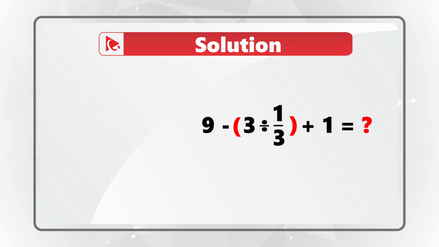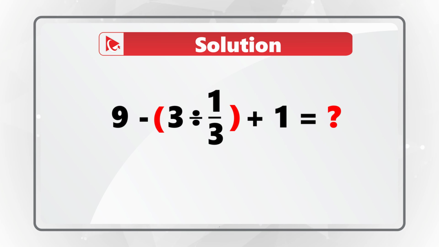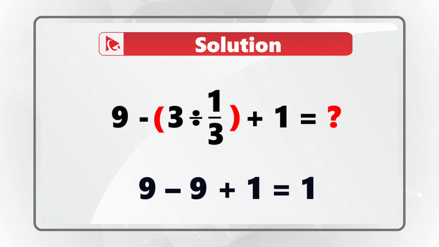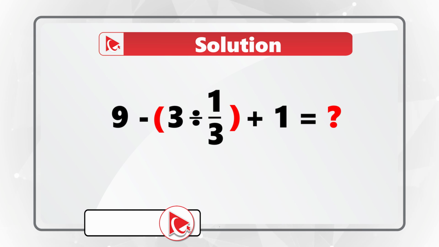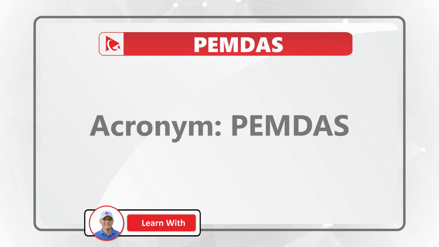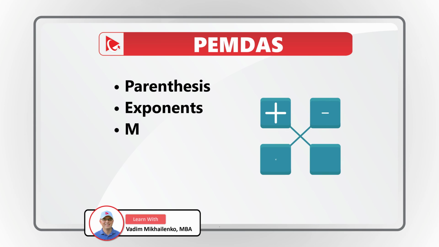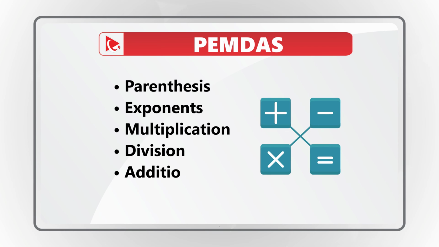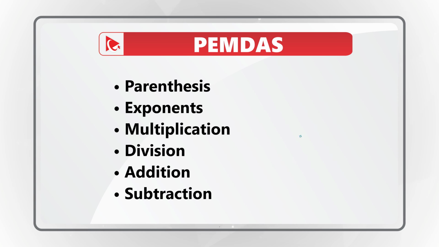And then you need to do sequentially subtraction and then addition. 9 minus 9 equals 0, plus 1 equals 1. This is the reason the correct choice here is choice A, 1. And then one last important reminder is that the sequence is determined based on the acronym PEMDAS. The sequence is driven by parentheses, exponents, multiplication, division, addition, and subtraction. Hopefully you refreshed your memory from middle school and now know how to answer similar problems on the test.